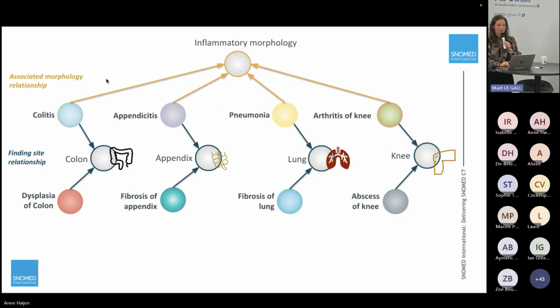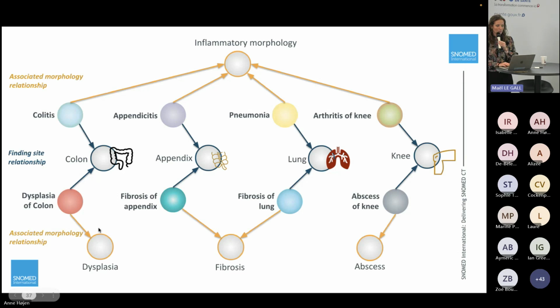The top one here, they all have an inflammatory morphology, so a defining property of associated morphology. And those in the bottom, this one has an associated morphology of dysplasia. These have fibrosis, and this has abscess. So that's how these concepts are defined.